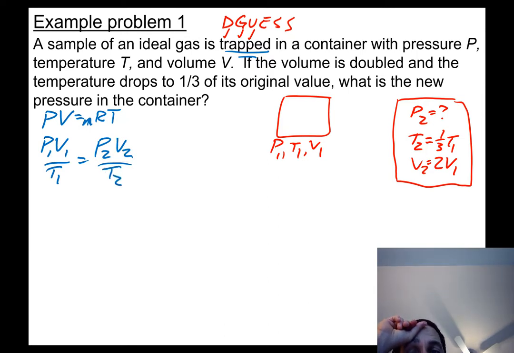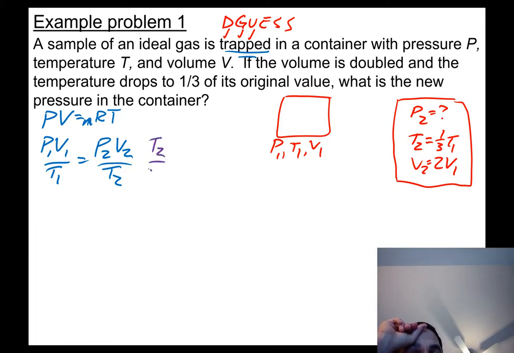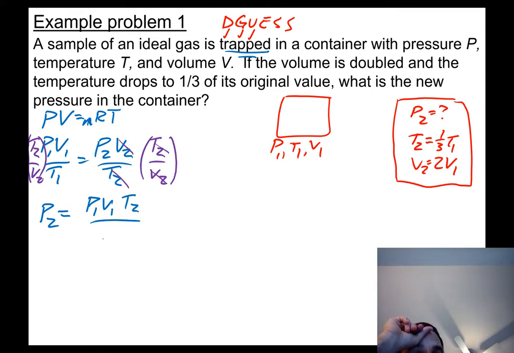Okay? So what are we solving for? We need to know what P2 is. So let's solve this equation for P2. To do that, we're going to have to multiply both sides by T2 over V2 to get rid of it on that side and bring that over here. Can I squeeze it in there? Yes. Okay, so this gets rid of that, that gets rid of that, and I'm going to rewrite it. P2 equals P1 V1 T2 over V2 T1.